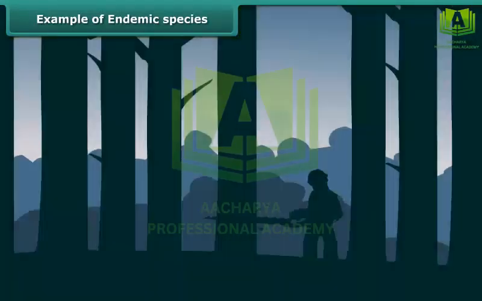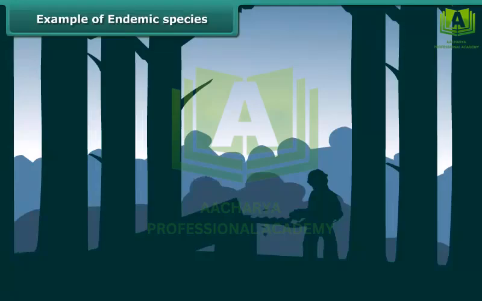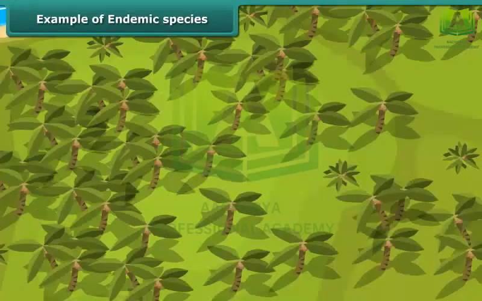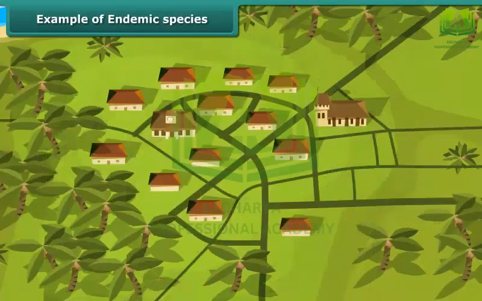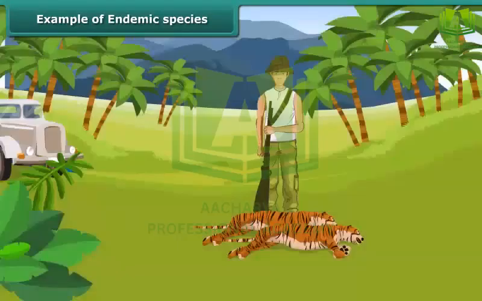Well, humans are the main reason. The destruction of their habitat, increasing human population, and introduction of new species may affect the natural habitat of endemic species and endanger their existence.